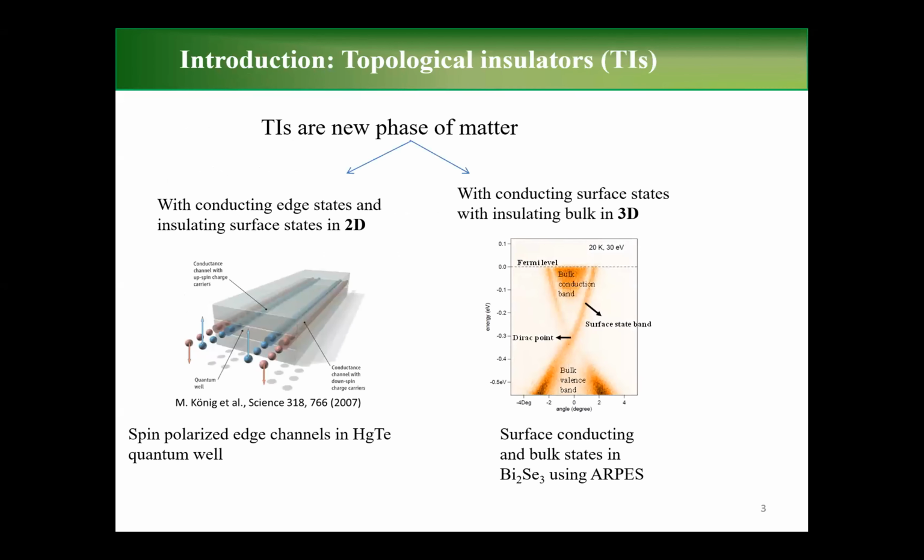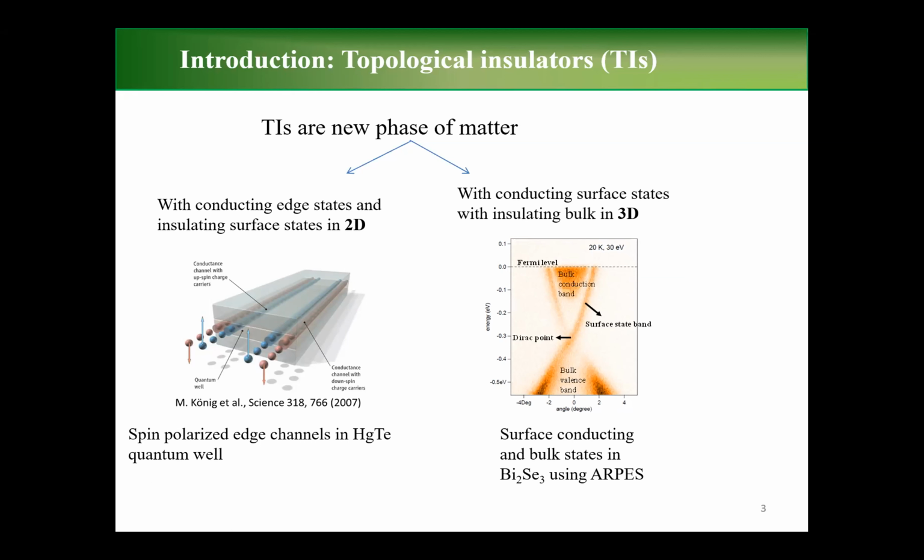So topological insulators are a new phase of matter. In a two-dimensional system, we have conducting edge states with an insulating interior, whereas for a three-dimensional system, we have conducting surface states with an insulating bulk. This data was taken on our sample by one of our collaborators at PSI Switzerland. So our crystals show bulk topological insulator behavior in bismuth selenide.